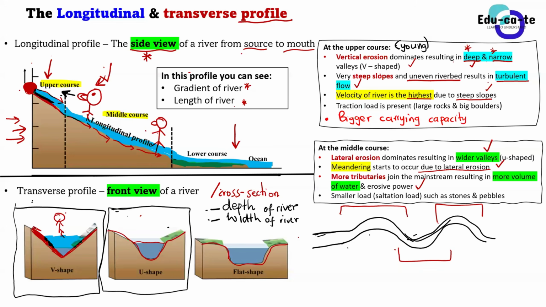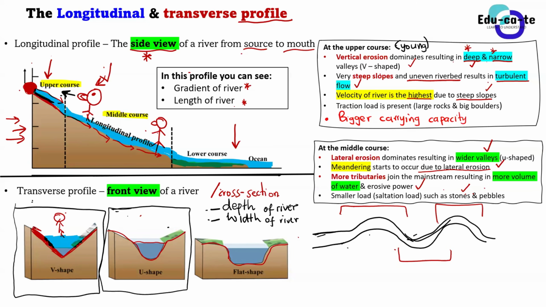Okay, better erosive power. All right, so the other thing, there is smaller load as well. The smaller load that we're talking about is the siltation load, the one that is suspended within the water. So siltation load, those are just stones and pebbles. Just stones, guys. Remember the rocks and the big boulders, they are traction load.